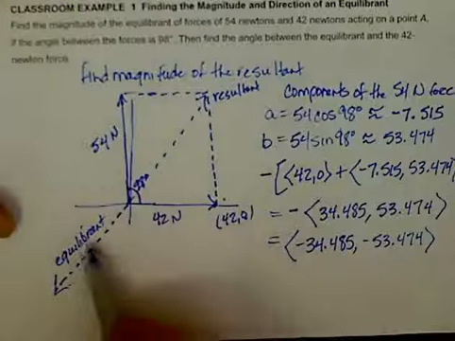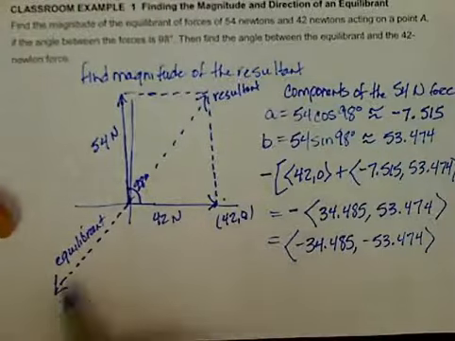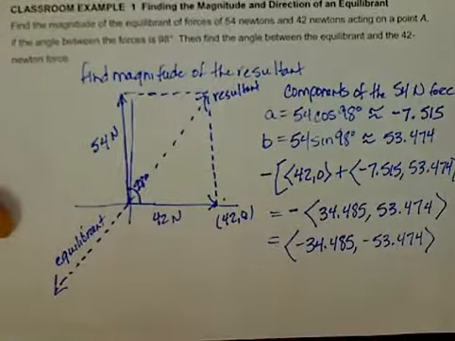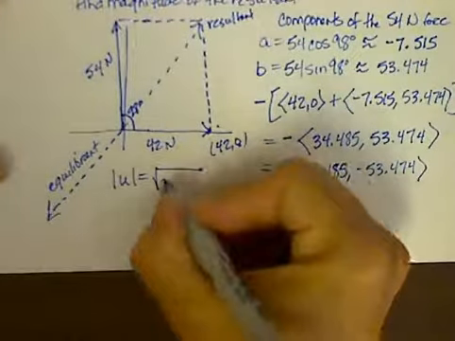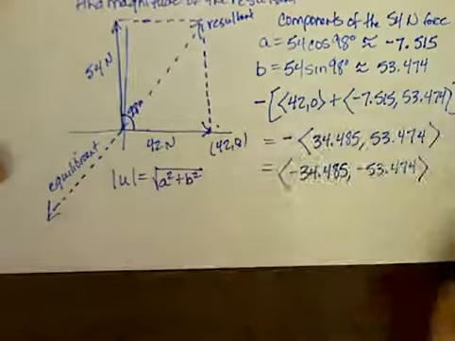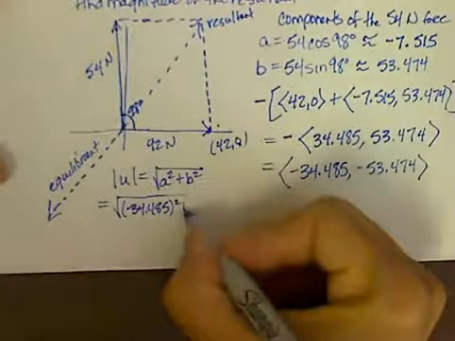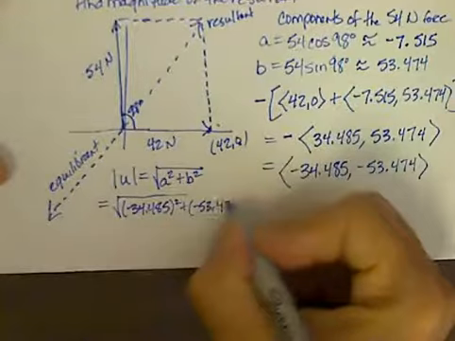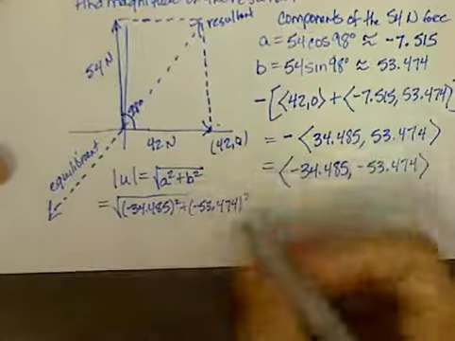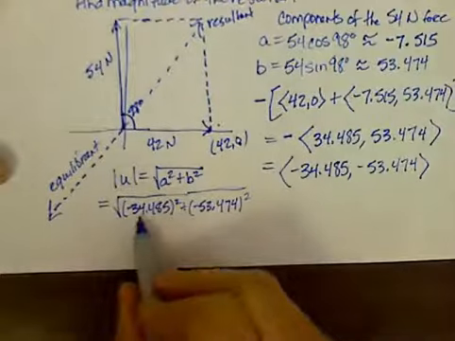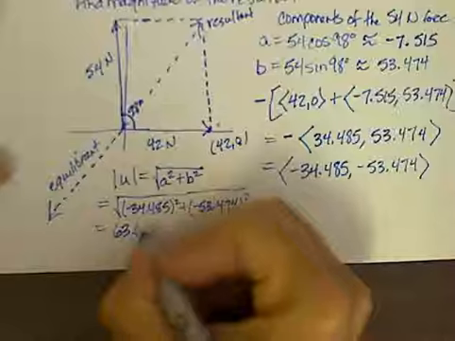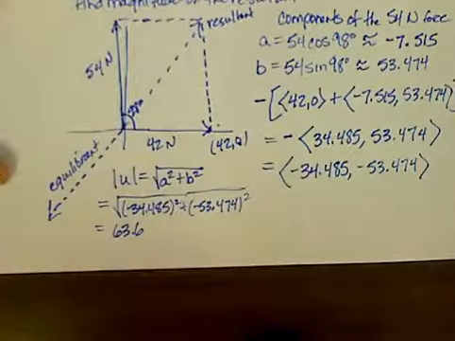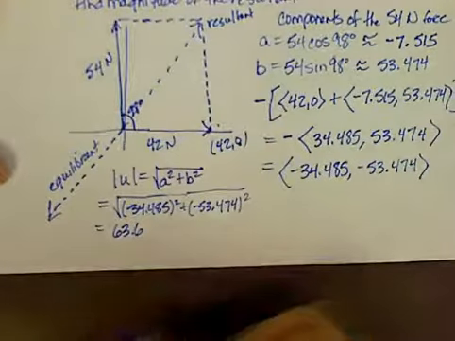And that fits my picture because this would actually be in the third quadrant if we're thinking of this being in the plane. To find the magnitude of this, I'm going to use the rule that the magnitude is the square root of a squared plus b squared. That means I'm going to square both of my components. And remember, when you square a negative number, you get a positive number. I'm going to get approximately 63.6 for my magnitude. That's the magnitude of the resultant. It's also the magnitude of the equilibrant.